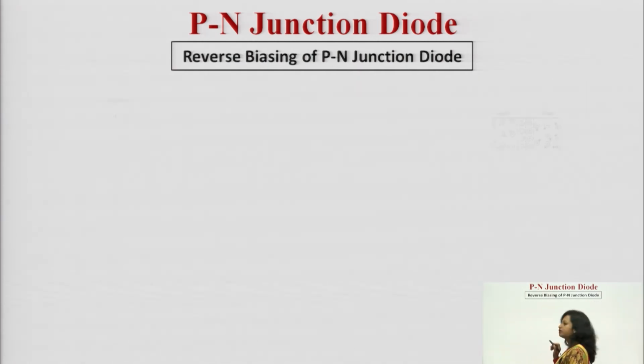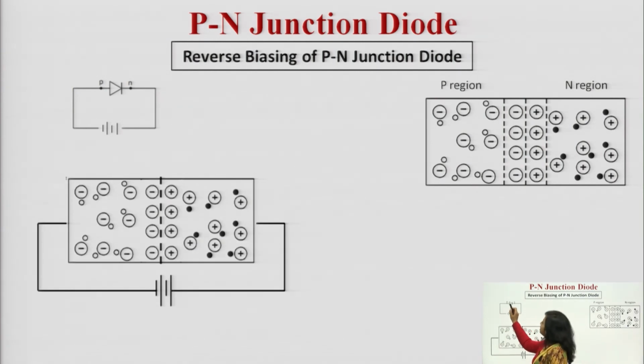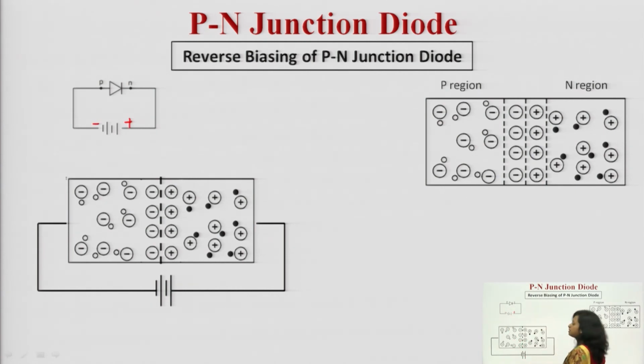In case of reverse biasing, you must remember here the P terminal is connected to the negative terminal of the battery and N is connected to the positive, and this is the situation when a junction is formed.